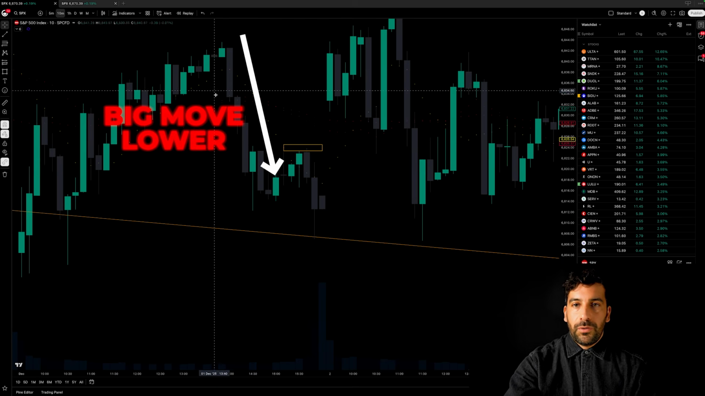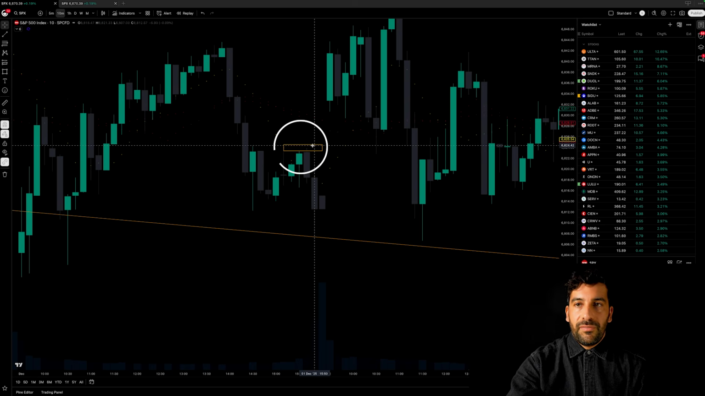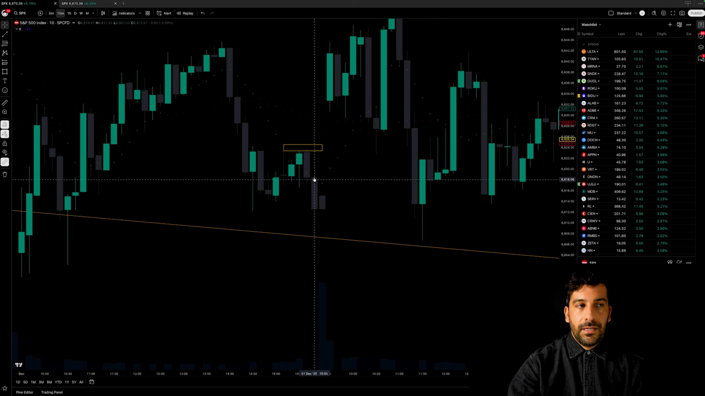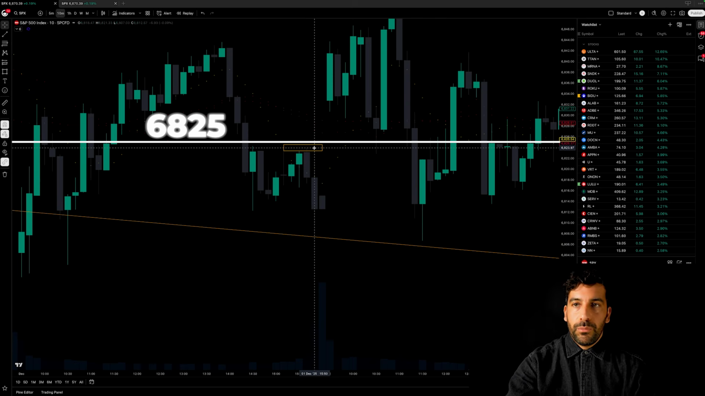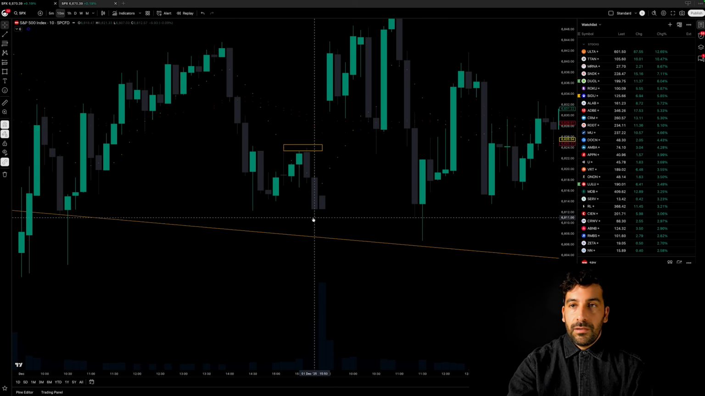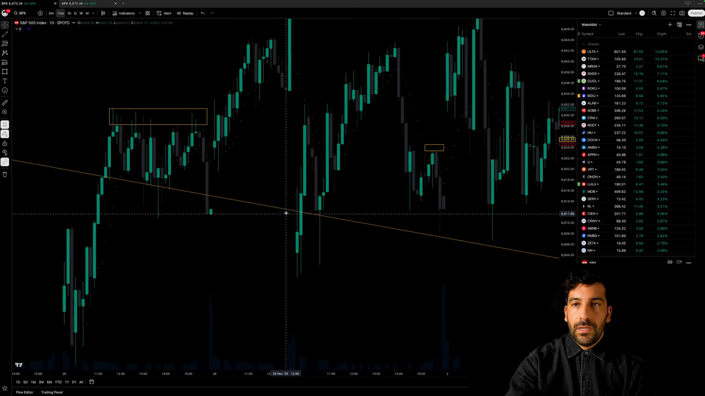This is another example, right? We saw a big move lower, a little bit of a dead cat bounce that failed to push higher. We developed a smaller spike base over here that in the end sold off into that 68.10 area. And so in this example, we moved from 68.25 into 68.10 in a very short amount of time, which for me is super, super powerful and exciting.